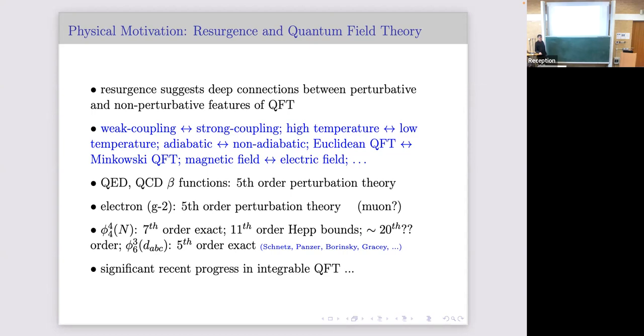And the reality is that in the interesting quantum field theories, at this point, we have access to maybe 5 orders of perturbation theory. So in QED and QCD, the beta functions into 5th order perturbation theory. The electron anomalous magnetic moment went to 5th order perturbation theory. The muon anomalous magnetic moment is one of the big outstanding problems in theoretical physics at the moment.